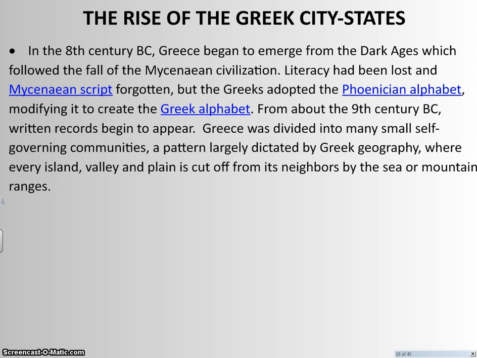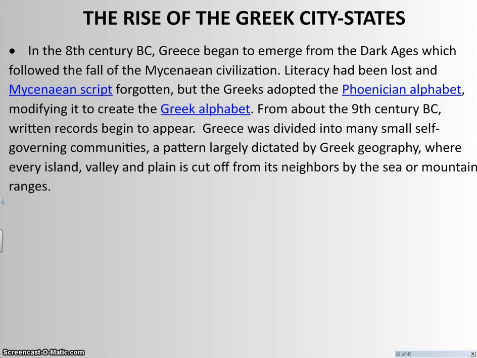In the 8th century, roughly 400 years after the fall of the Mycenaeans, Greece experienced a dark age. In that time, literacy disappeared, the written word had disappeared, but the Greeks adopted what is known as the Phoenician alphabet, which came from farther down in the Middle East, in the area of what is now modern-day Syria and Israel, and they modified it to create a Greek alphabet, which you do have on your homework sheet. From about the 9th century BC, written records begin to appear.